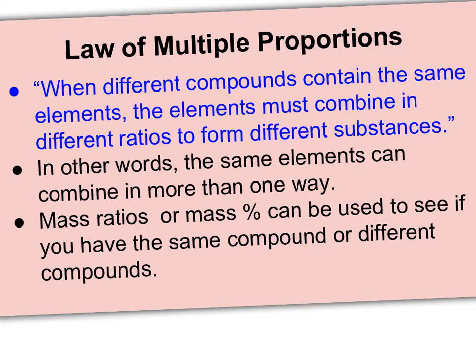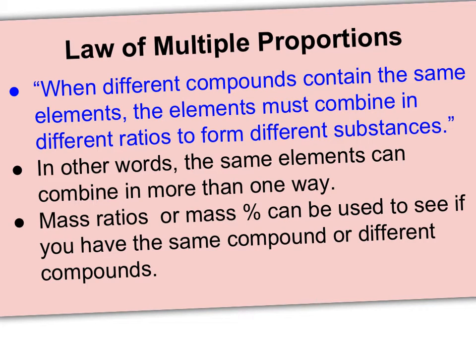So for example, we looked at water, H2O, and there always has to be about 11% hydrogen and just under 89% oxygen by mass for that to be water. Has to be that percentage of hydrogen, that percentage of oxygen, or it's not water. So the law of multiple proportions looks at what happens when the proportions aren't the same. And so the law is defined as when different compounds contain the same elements, the elements must combine in different ratios to form different substances.